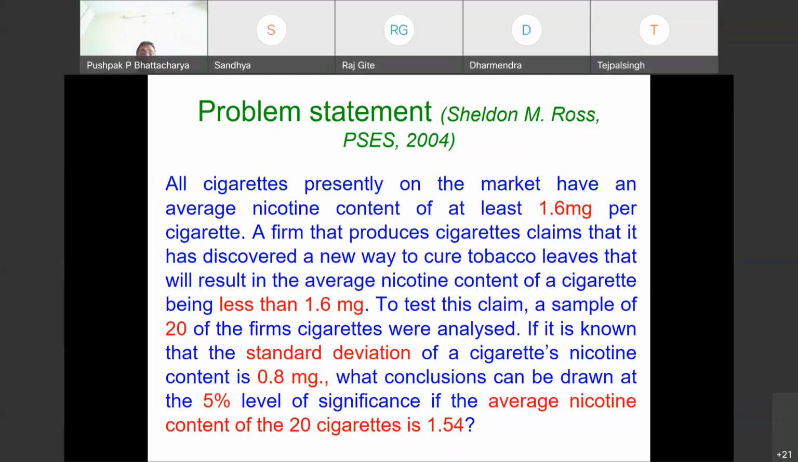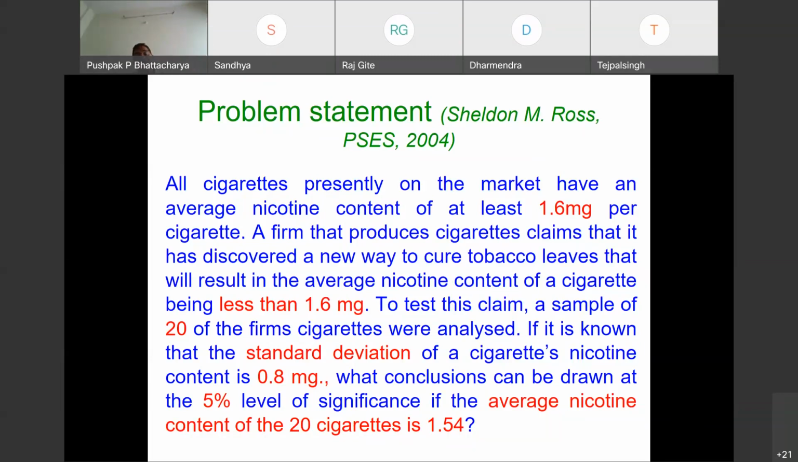Now, it is known that the standard deviation of a cigarette's nicotine content is 0.8 mg, which suppose we have got from extensive experimentation. So we've taken cigarette after cigarette after cigarette, recorded their nicotine content, taken average, taken standard deviation, and we've done it for a large number of cigarettes. The standard deviation is coming out to be 0.8 mg.